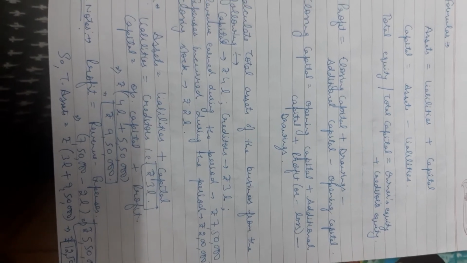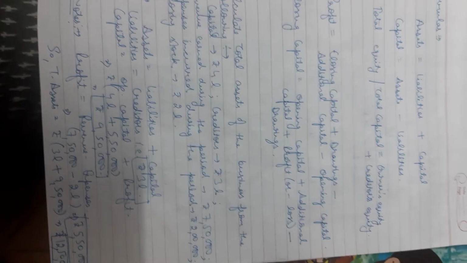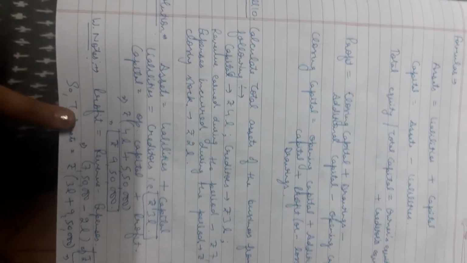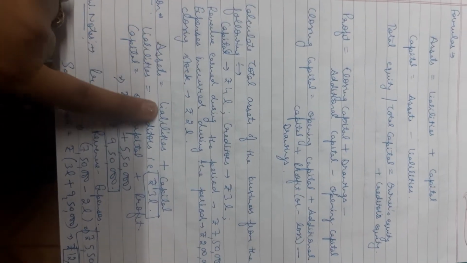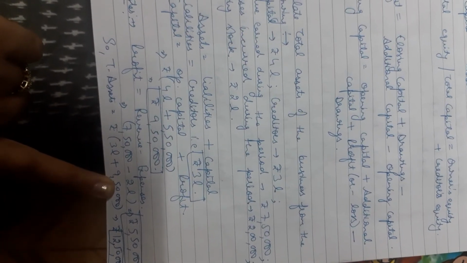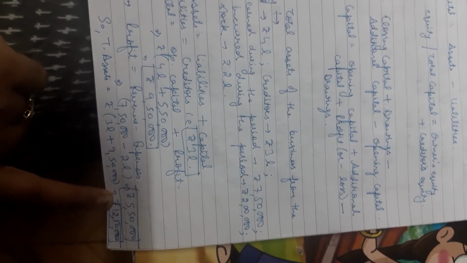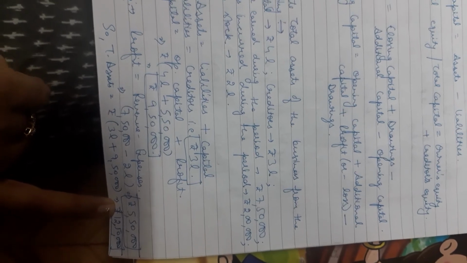9,50,000. So students, we have liabilities, we have capital. Now we can easily calculate the total assets. Total assets are equal to liabilities plus capital. Liabilities are 3 lakh and capital is 9,50,000. So by adding this, we get 12,50,000 as total assets.